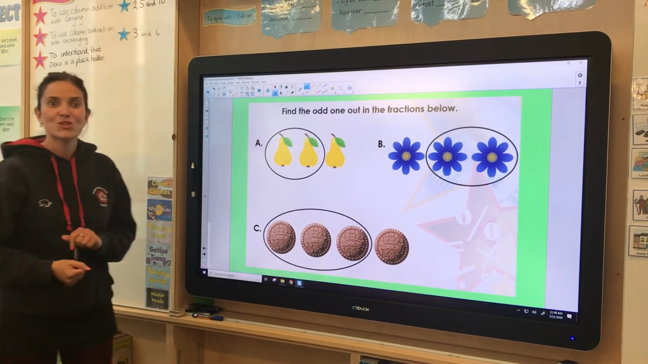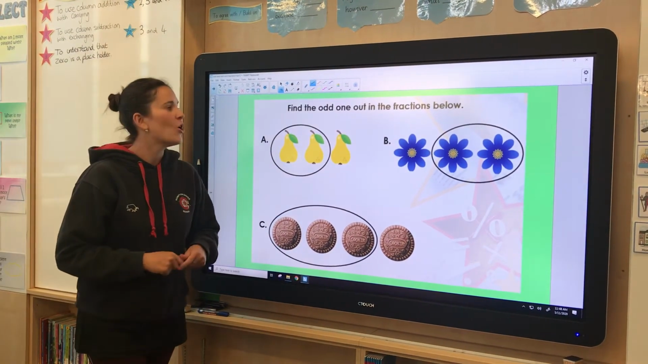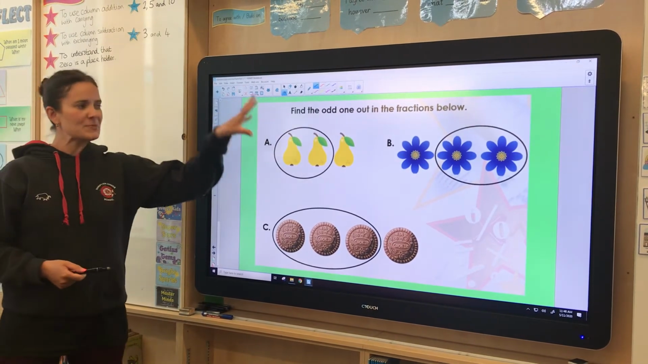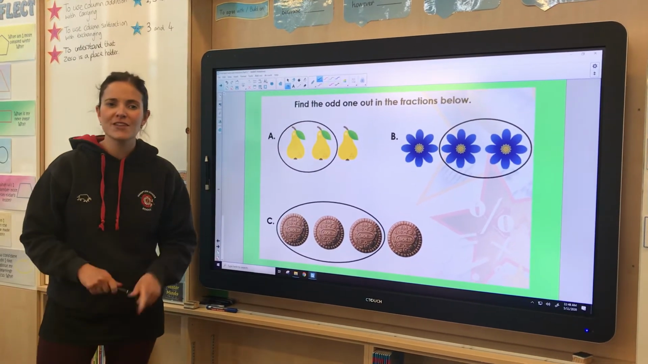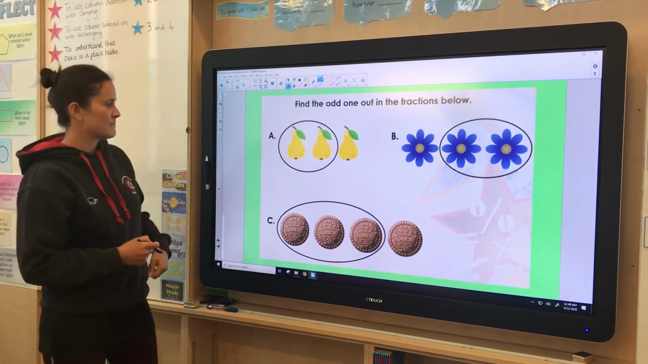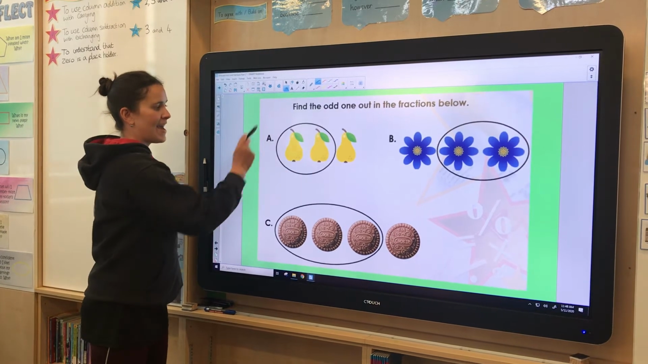Right, next question is to find the odd one out in the fractions below. Now, you might look at these pictures and think, oh, it's quite confusing. Let me explain how to read these pictures in terms of fractions. Okay, we'll start off with the pairs here.